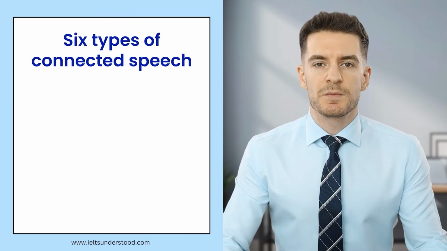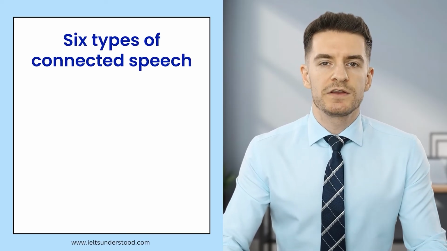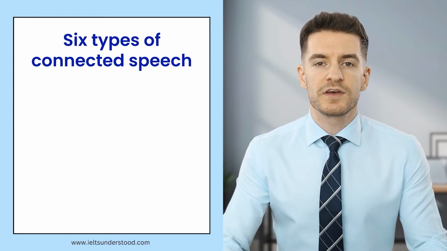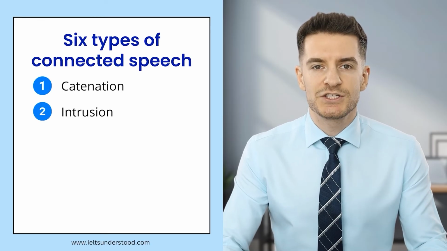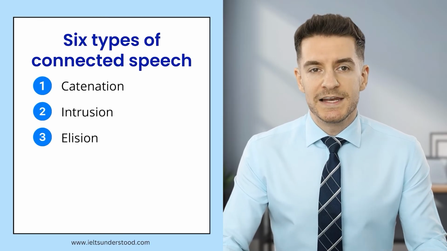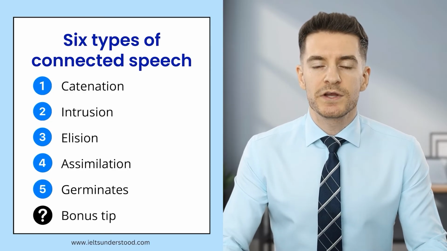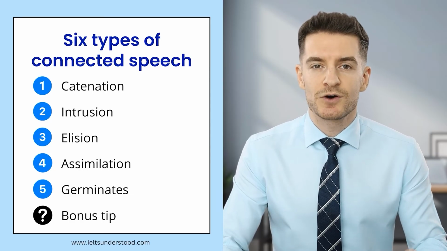So in this lesson, I'm going to show you all of the different types of connected speech, and this is going to help you to understand fast natural English, and it's also going to help you to improve your speaking skills. So we're going to look at catenation, intrusion, elision, assimilation, geminates, and finally, I'm going to give you a bonus tip to help to improve your speaking skills. So make sure you stick around until the end of the video.